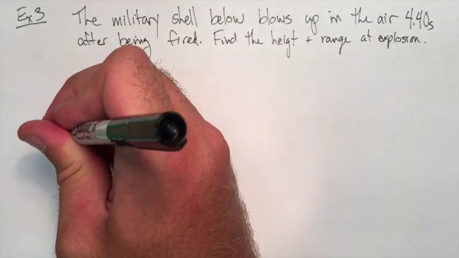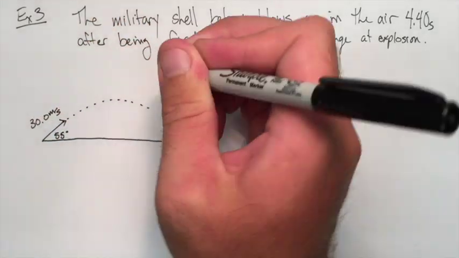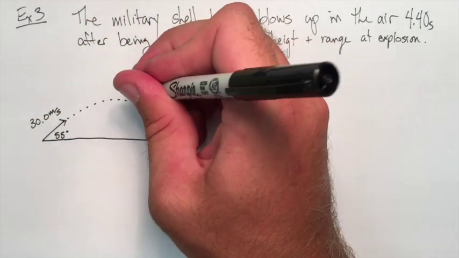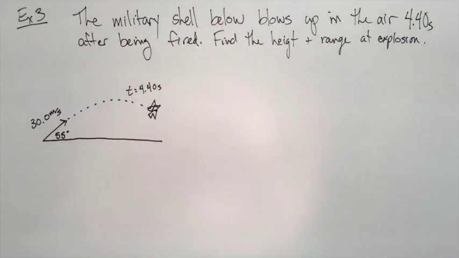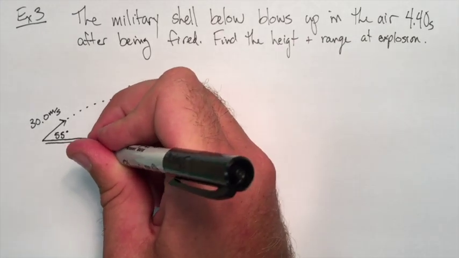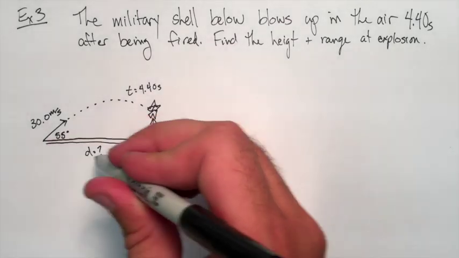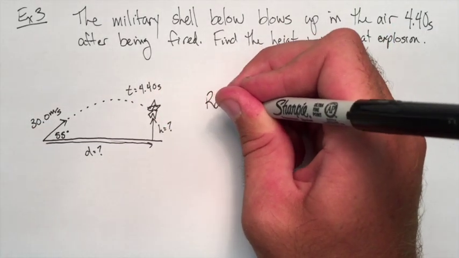So there's the projectile leaving. It's going to go at 30 meters per second on a 55-degree angle. And sometime into the flight, 4.4 seconds, we get an explosion. We want to find the range, and we want to find the height it happens at. The easier part to start with is the range.